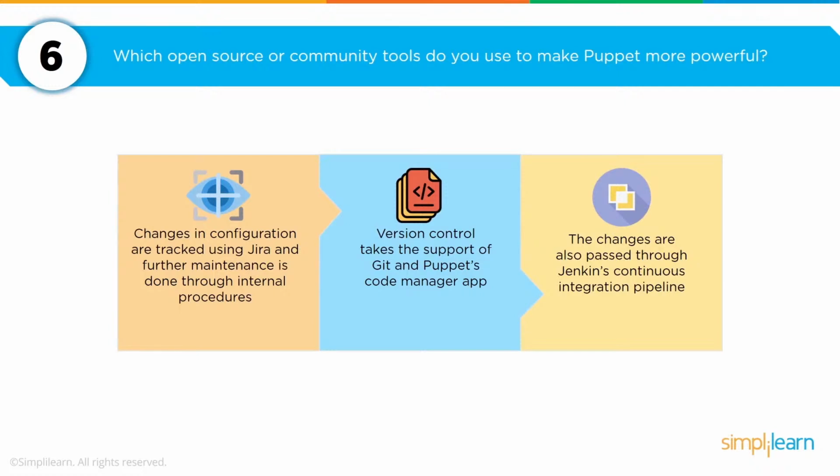The 3 options you have are being able to track configurations with Jira, which you should be doing anyway, but it's a great way to clearly communicate the work that's being done with Puppet. Version control can be extended with Git. And then the changes should be passed through Jenkins. So the 3 tools you want to be looking at: integration with Jira, Git, and Jenkins.